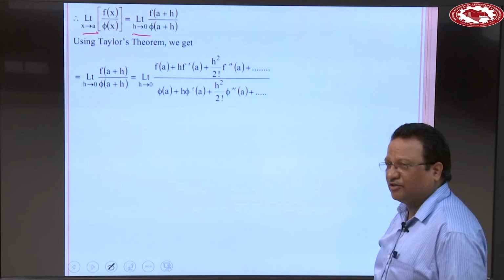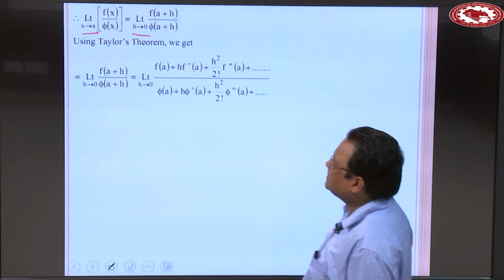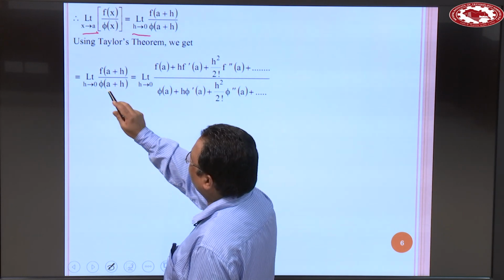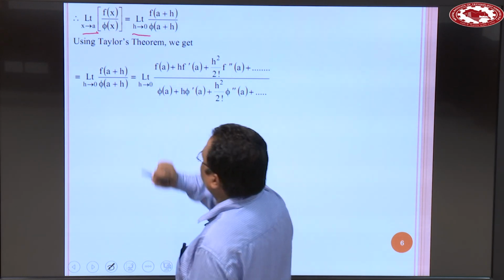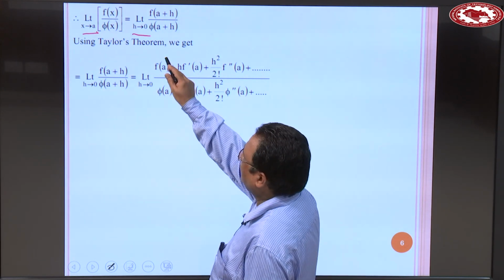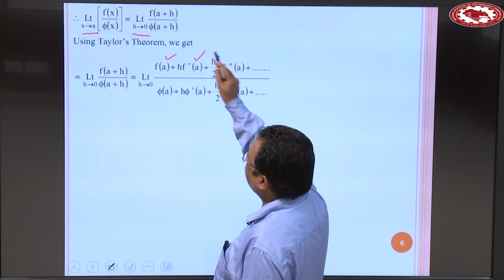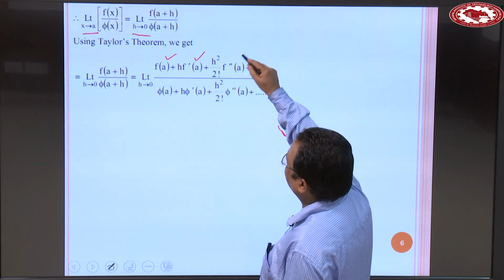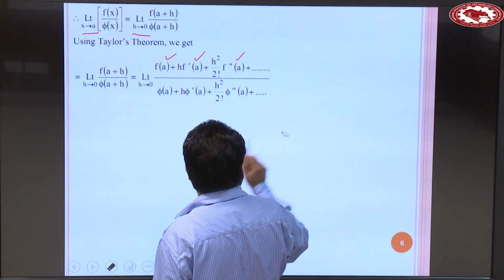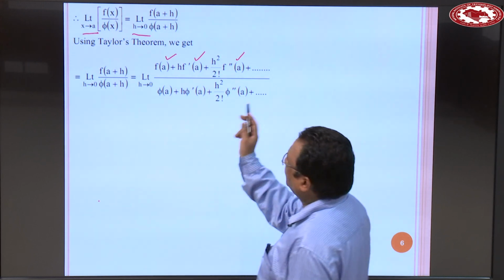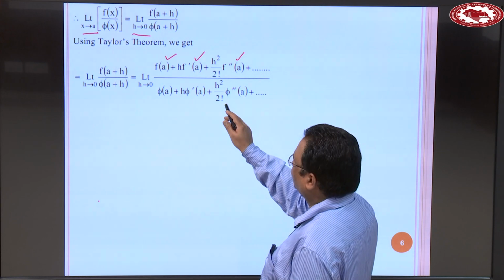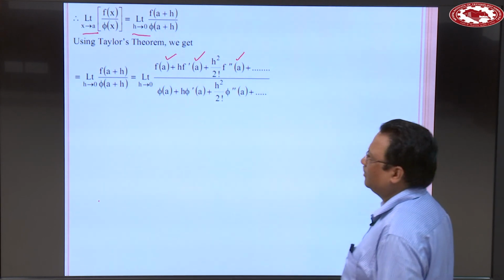Now, using Taylor's theorem, we obtain the limit h tends to 0 of f(a plus h) divided by phi(a plus h), which is equal to the limit h tends to 0 of the numerator f(a) plus h f dash(a) plus h square over 2 factorial f double dash(a) plus and so on, and the denominator phi(a) plus h phi dash(a) plus h square over 2 factorial phi double dash(a) plus and so on.